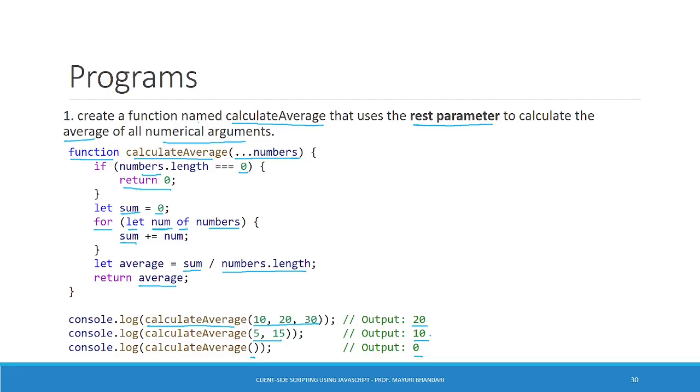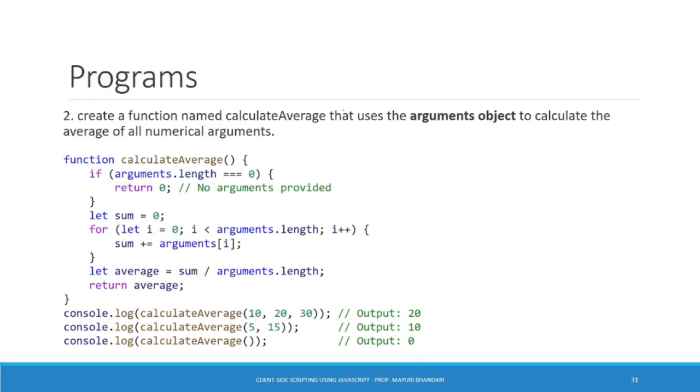Similar program we can do using arguments object. Instead of rest parameter, we can use arguments object and calculate average. So the second program is similar to the first one, only the change is using arguments object. Here we have not given any parameter to the function, but inside the function we are using arguments object directly. So here we have checked if arguments.length equal to 0, then return 0. That means if no arguments are passed, we'll directly return 0.